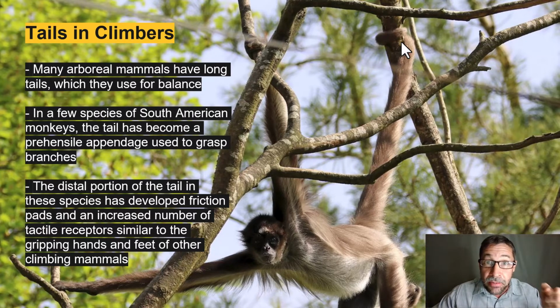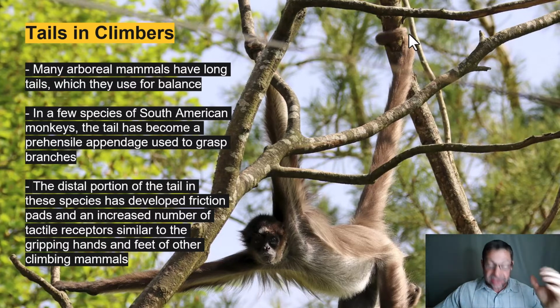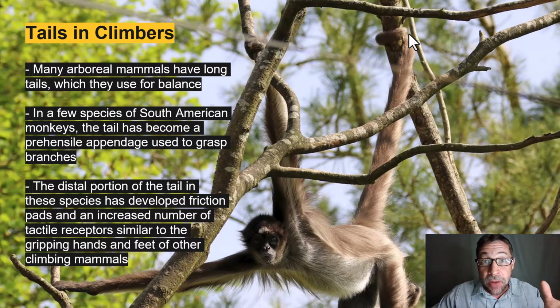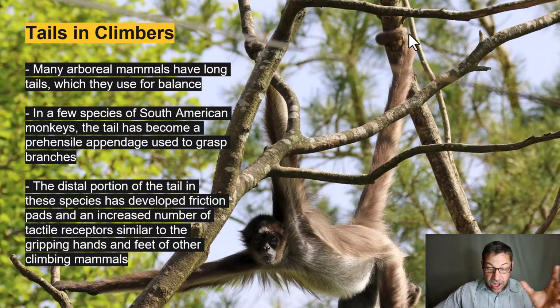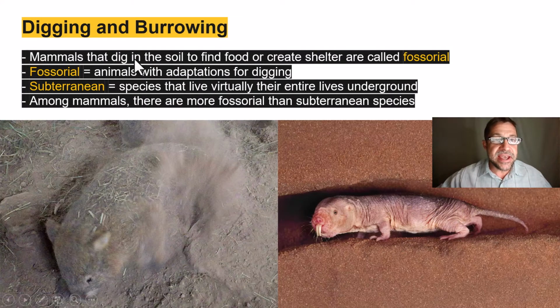In the spider monkey tail, the distal portion of the tail, the tip of the tail, has developed friction pads and an increased number of tactile receptors like the gripping hands and feet of other climbing mammals. Mammals that dig in the soil to find food or create shelters for themselves are called fossorial.